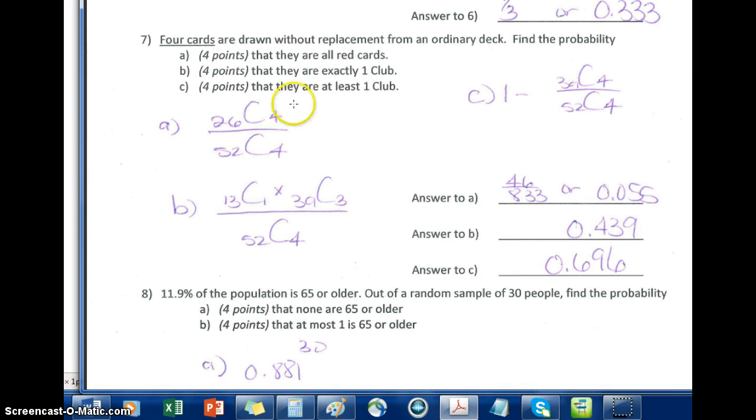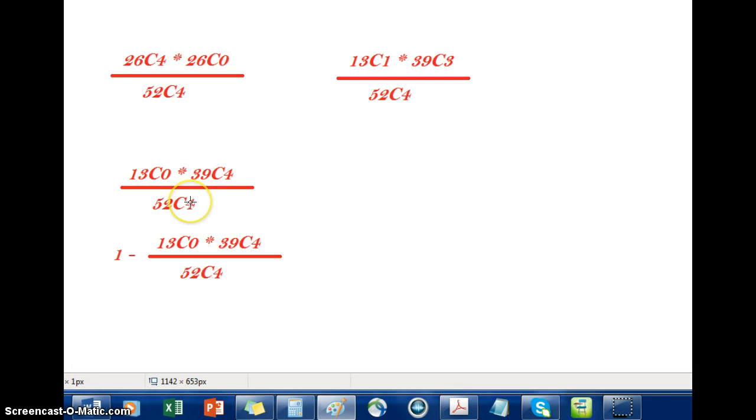And last one, so there's at least one club. The fast way to do that is to look at the opposite here. It says there's 13 clubs, I'm picking 0, and from all the other cards I'm going to pick 4. So this is the probability that you get no clubs. And so to get at least one club, you would do 1 minus that answer, because let's say this comes out to 10%. Let's say 10% of the time you get no clubs. Well, then that would mean 90% of the time you have at least one club. So whatever this comes out to, do 1 minus that to get at least one club.